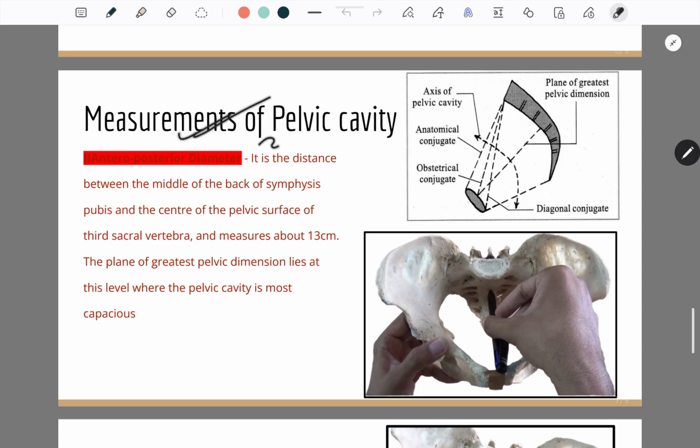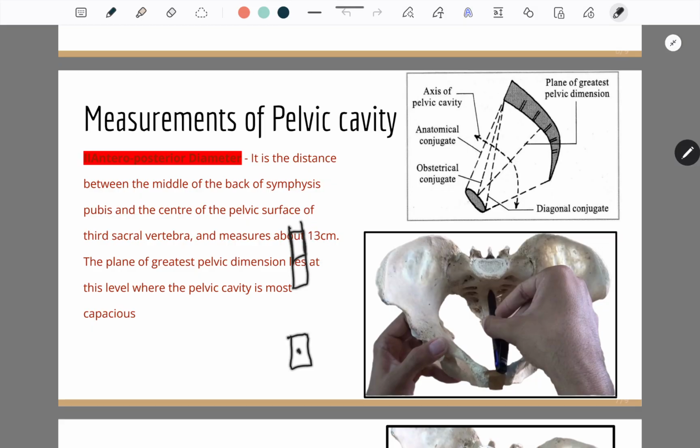Coming to the measurements, important. First measurement, the anteroposterior diameter. It is the diameter between the middle of the back of the pubic symphysis and the center of the pelvic surface of the third sacral vertebra. See, this is the pubic symphysis. Behind, that is the posterior surface of the middle. Here, the middle posterior surface till the third sacral vertebra.